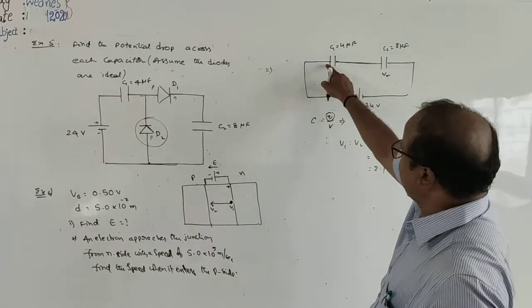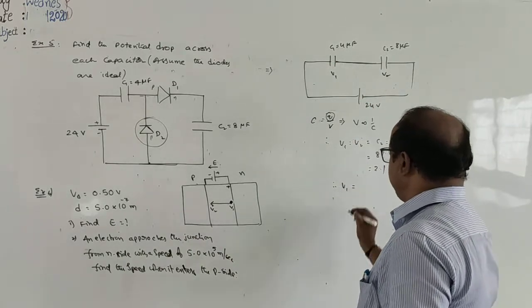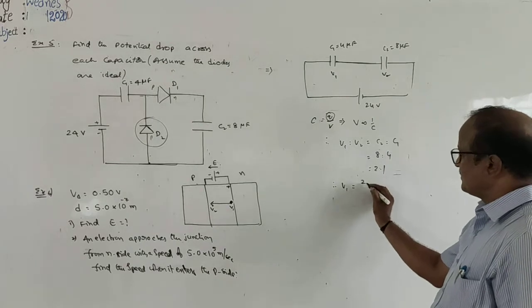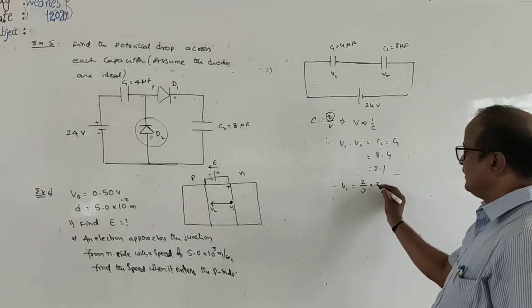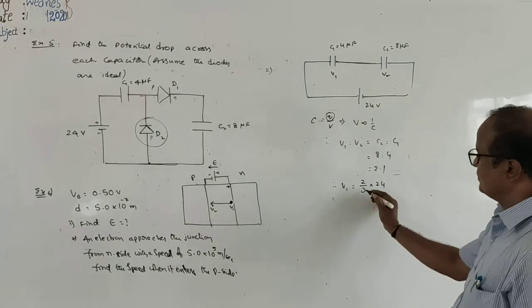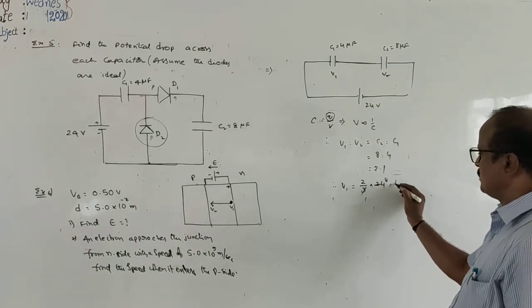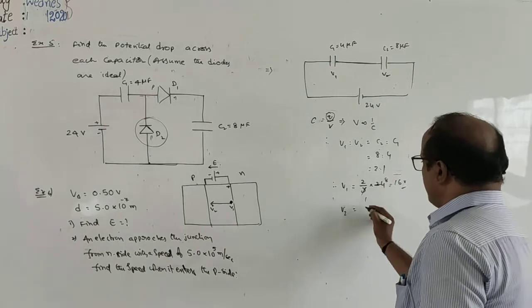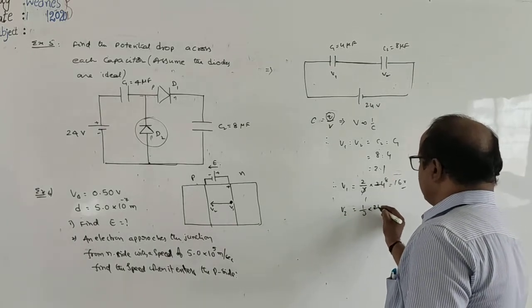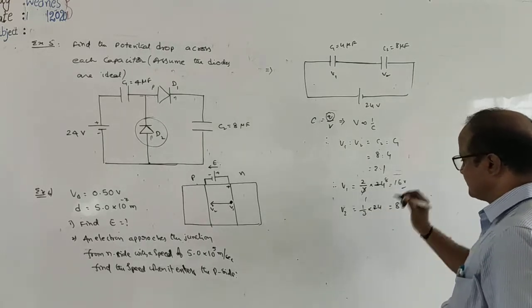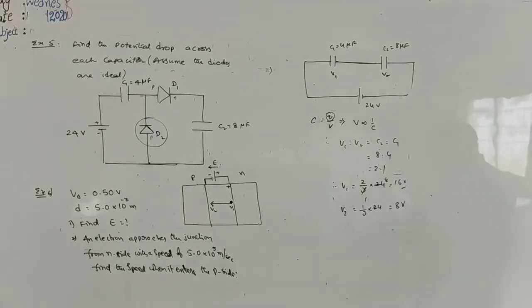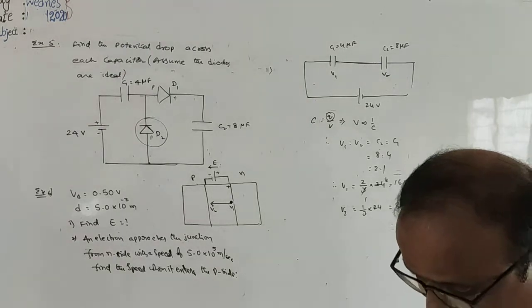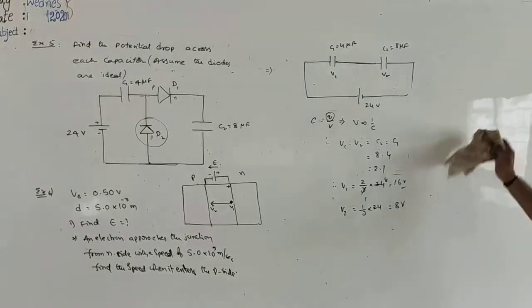Therefore, the potential difference across the first condenser is given by V1 equal to how many parts? 2 out of 3 into total EMF, which is 24 volts. 3 ones are 3, 3 eights are 24, that is equal to 16 volts. Again, V2 is equal to 1 out of 3 into 24, that is equal to 8 volts. So these are the potential drops across the two condensers C1 and C2. V1 equals 16 volts and V2 equals 8 volts. Okay now, note these problems.